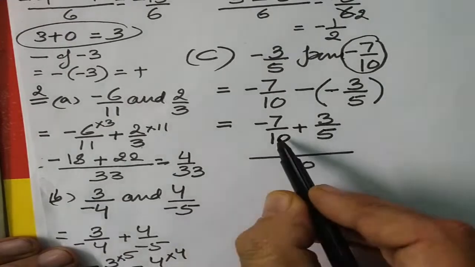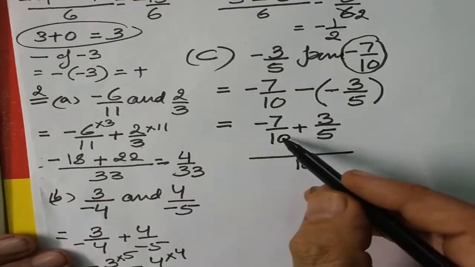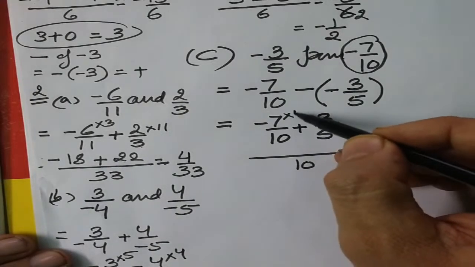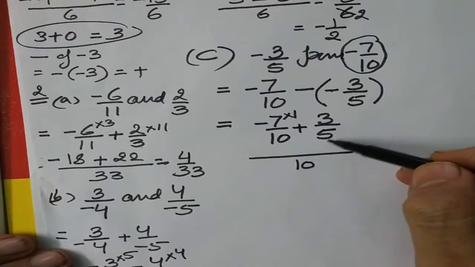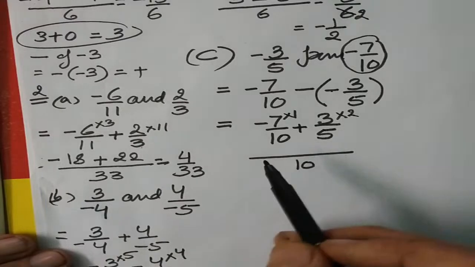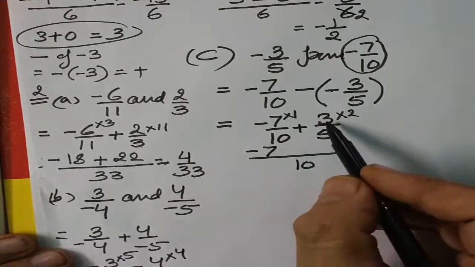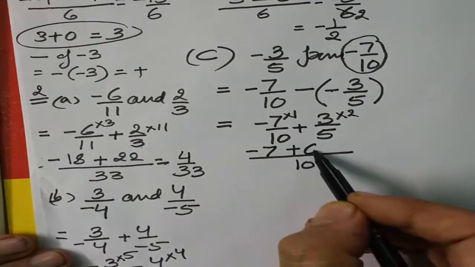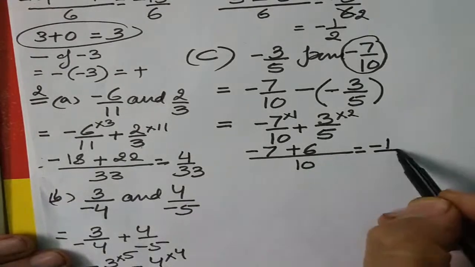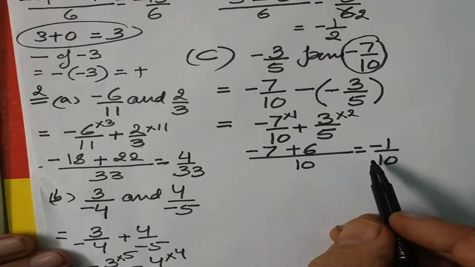Now you will take LCM. LCM of 10 and 5 is 10. Now you will divide the LCM by the denominators. When 10 will divide 10, it will come 1, so this will become into 1. 5 will divide 10 two times, so it will be 2 into numerator. This is a very important step which sometimes children confuse. So minus 7 into 1 will become minus 7. 3 into 2 will become plus 6. And the answer is minus 7 plus 6 is equal to minus 1 upon 10. The answer is minus 1 upon 10.